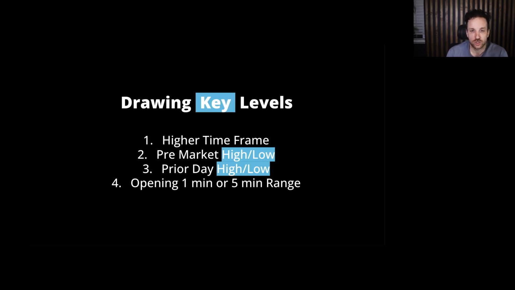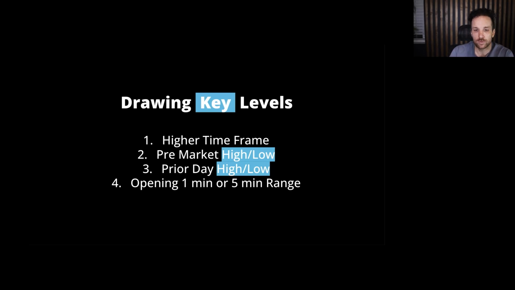The second place I'm going to draw key levels is pre-market high and pre-market low. These are primary levels of liquidity, and all that I mean by liquidity is that these are where buyers and sellers are historically sitting. And we're going to identify these areas with very key pieces of information, which I'll break down in a minute. We're also going to mark out prior day high and prior day low. These, again, are key areas of liquidity that we want to make sure we're aware of.